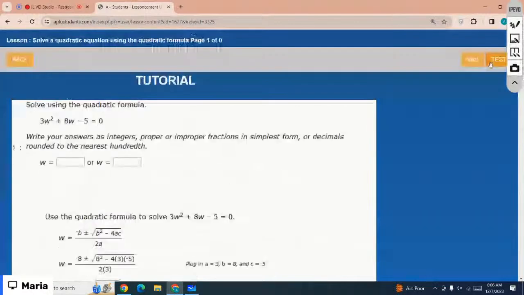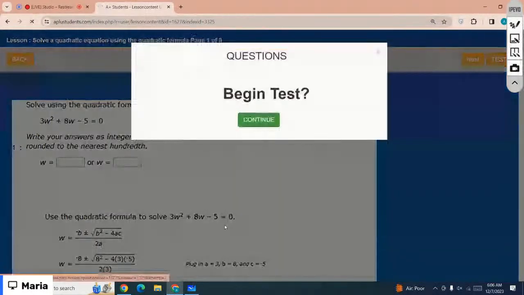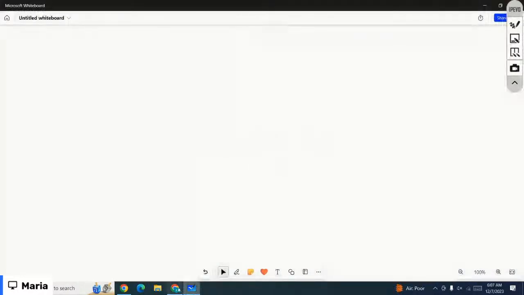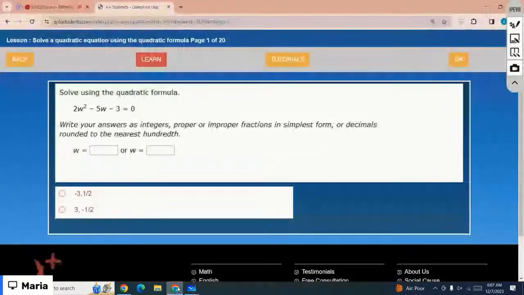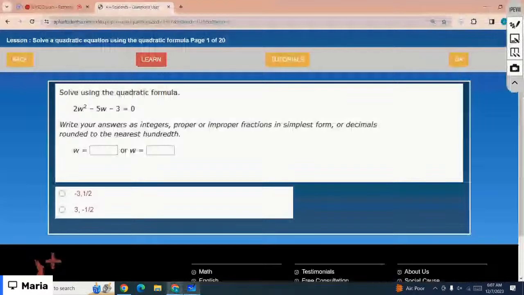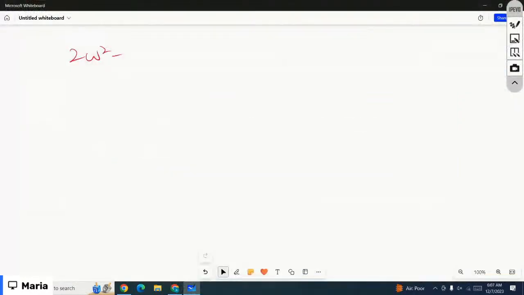Let's start with the test questions. The first one is 2w square minus 5w minus 3. Let's evaluate using the quadratic formula. That is 2w square minus 5w minus 3 equals 0. So a is 2, b equals negative 5 and c equals negative 3. Let's evaluate using the formula.